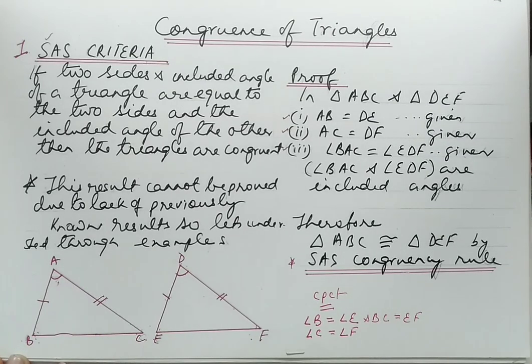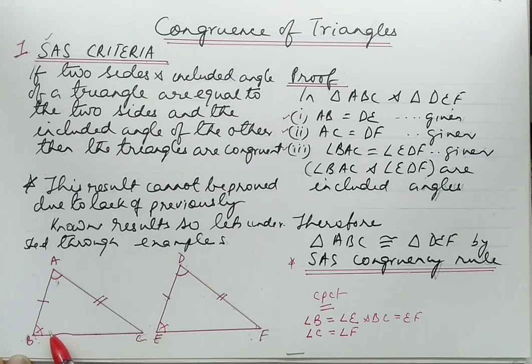Now, you may think, why should BC be equal to EF, and why should B be equal to E and C equal to F? There can be a question that B can be equal to F also, isn't it? So we have a reason to be saying so. B will be equal to E.